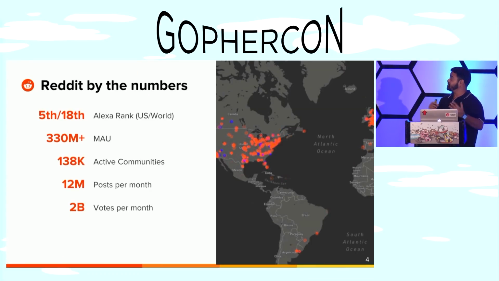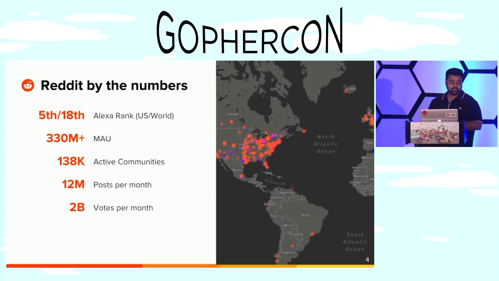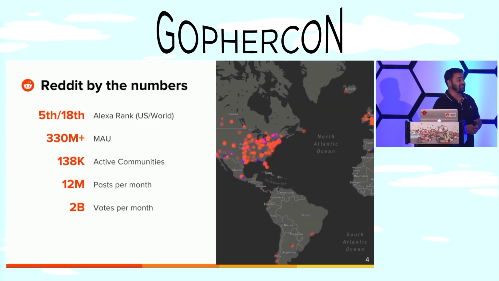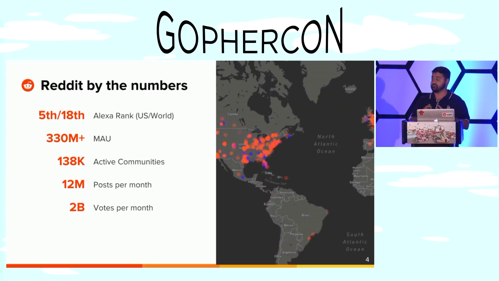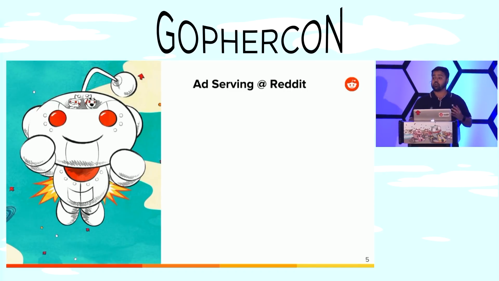So in terms of numbers, it's a very popular platform. Very, very popular website. We have a lot of monthly active users, more than 300 million. A lot of communities. We get a lot of posts every month, a lot of views every day. So the main thing here is any system that we build in service of this platform needs to be made to scale with this. So one such system that I'm going to talk about today is ad serving.